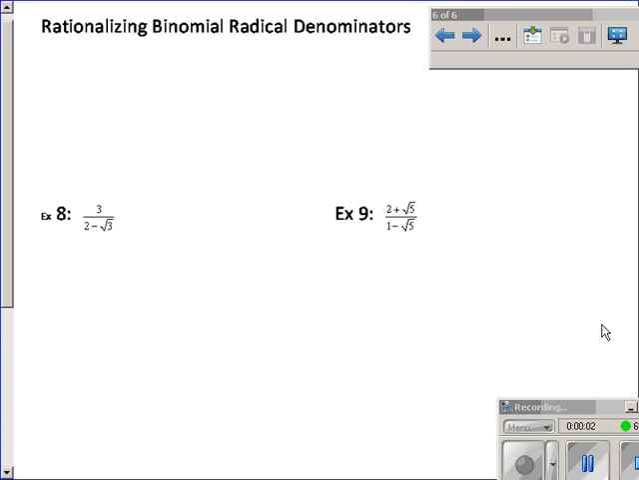Okay, in our final part of 7.3, we're going to rationalize binomial radical denominators, and we're going to do it using conjugates. And this is a review. We've used conjugates before. The reason we're doing this is because we cannot have roots in the bottom of our fractions. We cannot have irrational numbers in our denominators. So we need to get rid of that root of 3. So we're going to multiply by the conjugate.